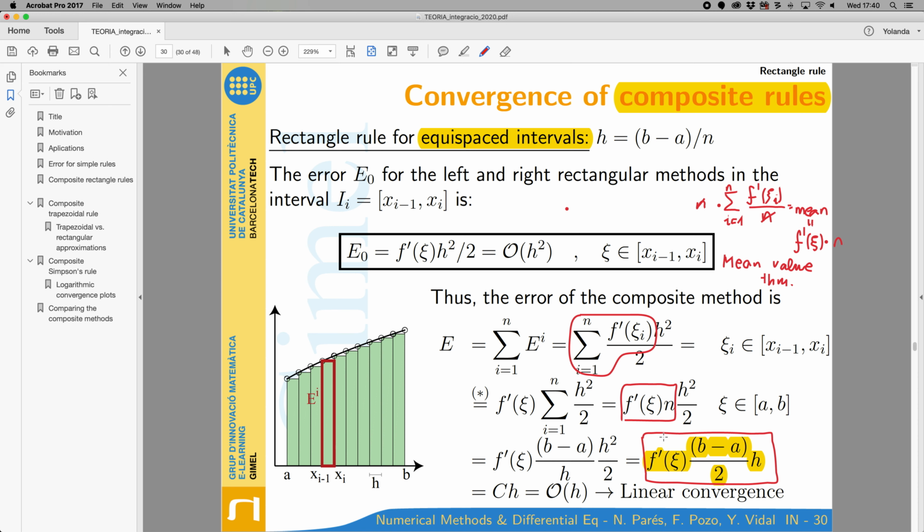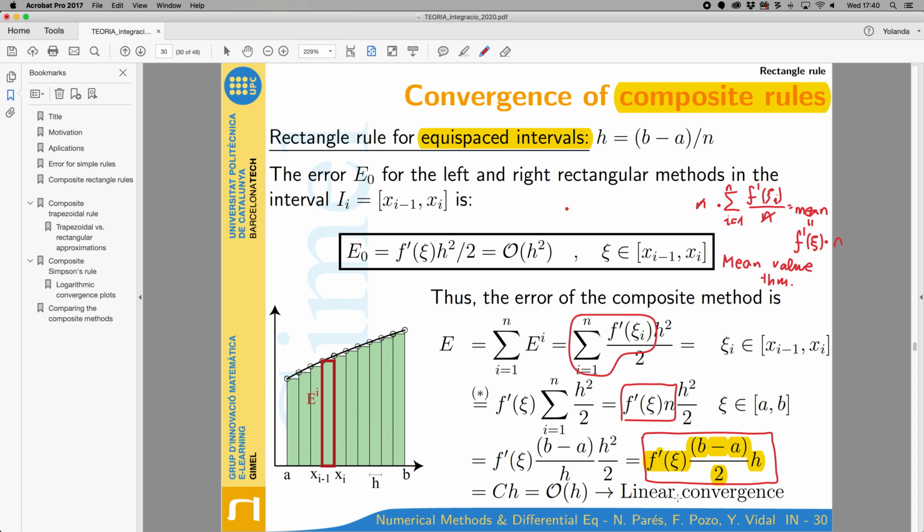And one thing that is important to note here is that f prime psi, b minus a, and 2 are constant values that do not depend on h. So we can think of this as a constant value that multiplies h. And we will say that this is a linear method because the error will go down to 0 as fast as h goes down to 0. So when I make h smaller and smaller and tend to 0, I will see that my error diminishes at the same rate, because it is linear convergence.